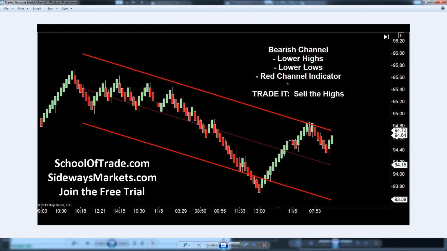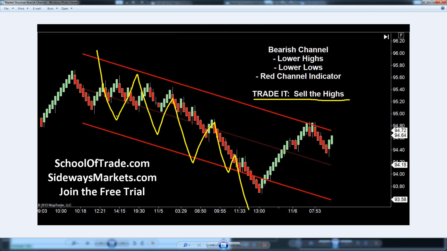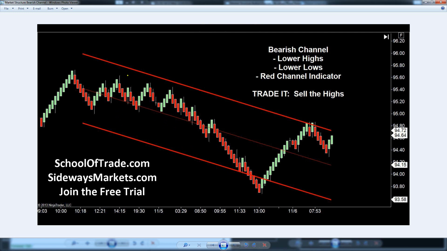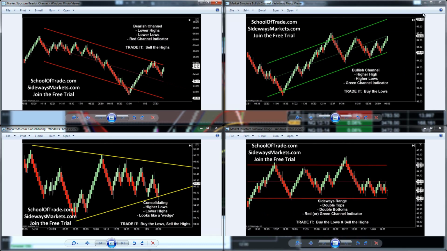The big thing about this is you're going to want to trade it by selling the highs. When you're looking at a downward trend, you don't want to be selling down here, right? That doesn't make any sense. You're not going to make any money. You're going to be giving all the money back to the market. You want to be looking to sell when you reach those highs, like here, even here or here. That's the idea that you want to be looking for in a bearish channel. So that's the first one. It's just essentially a downward trend.